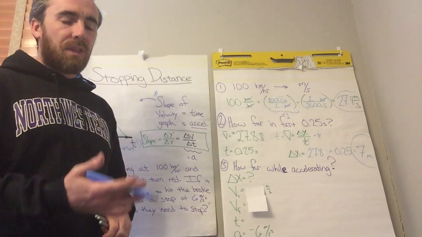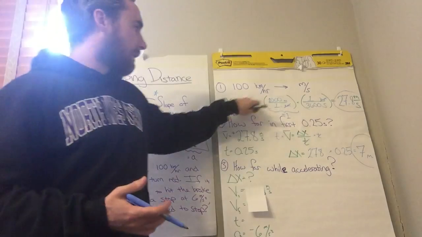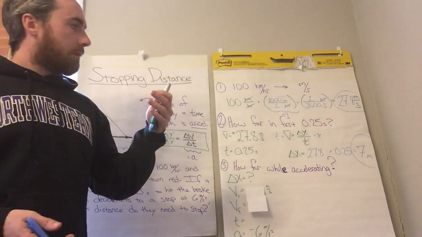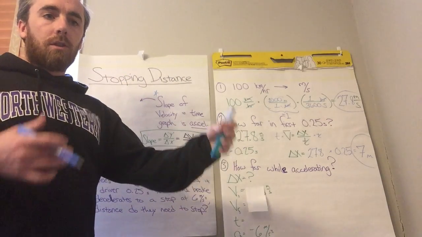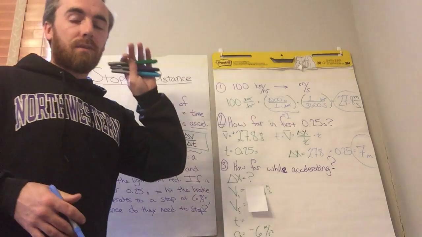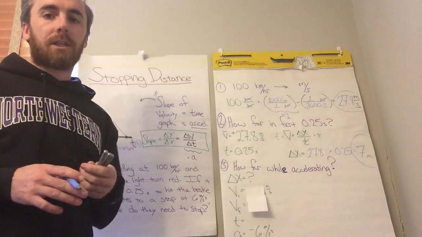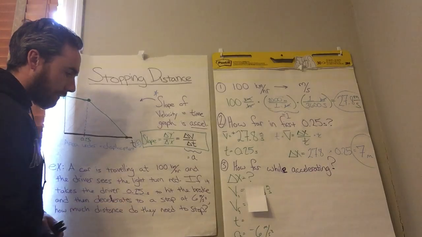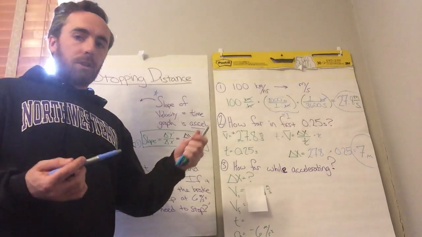So if you see a red light, if the car is going this speed, the driver will already go 7 meters before they even start pressing on the brake, just because of reaction time. And this time might be a lot longer for you. Maybe it was shorter. I'm not sure.